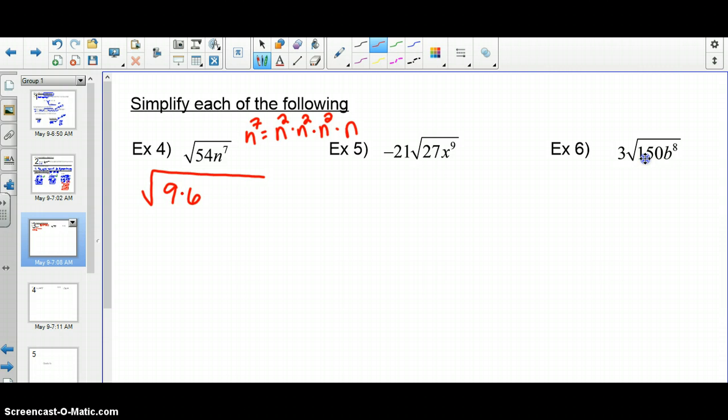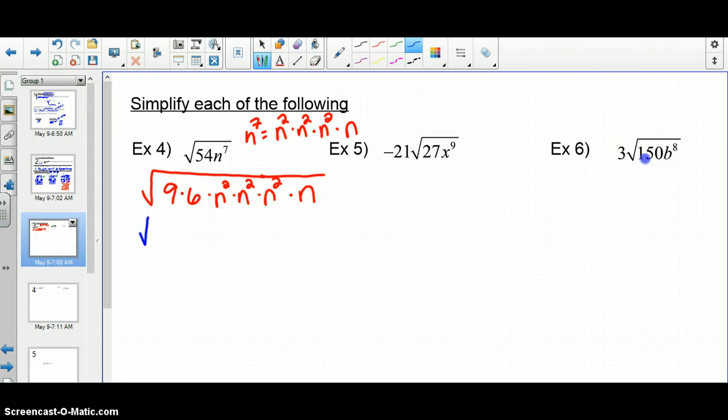Remember, if you multiply two numbers that have the same base, you add their exponents. So I'm going to rewrite that. This is going to be n squared times n squared times n squared times n. Now I'm going to use my multiplication property, and I'm going to make this.